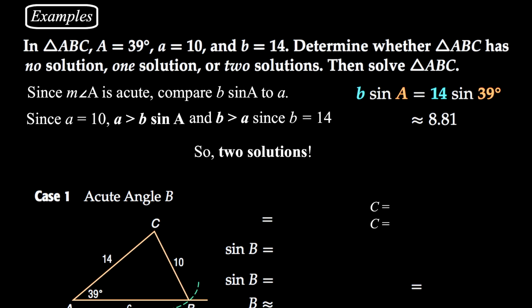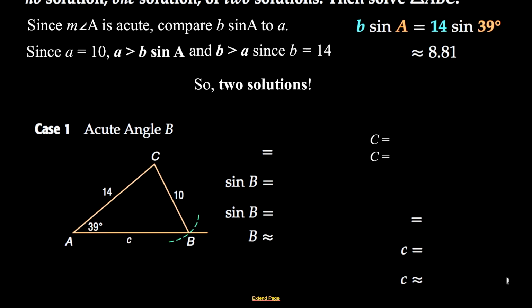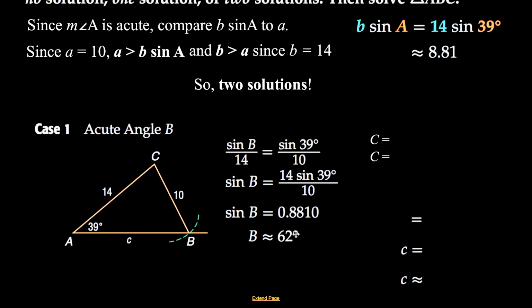Let's take a look at case 1. We have an acute angle B as our first case. The second case will be when we have an obtuse angle B. First of all, we set up sine B over b equal to sine A over a. Multiplying across, we get 10 times the sine of B equals 14 sine 39. Dividing by 10 and then using the inverse sine, we get 62 degrees for angle B.